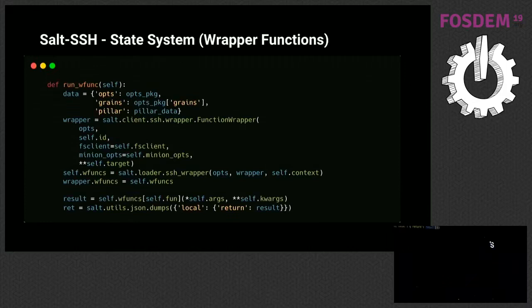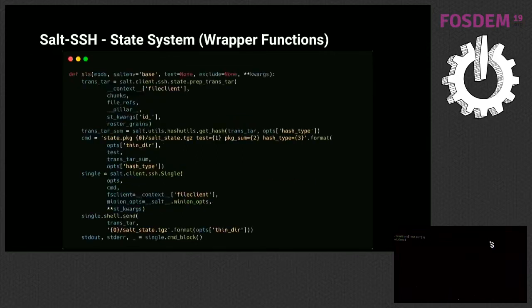So as you can see, what we're doing here is we're grabbing all the data that we're going to need for the call. We're initializing the function wrapper, and then we're just going to run it and return the JSON of the return. And this is how we're doing it in the state.py file.